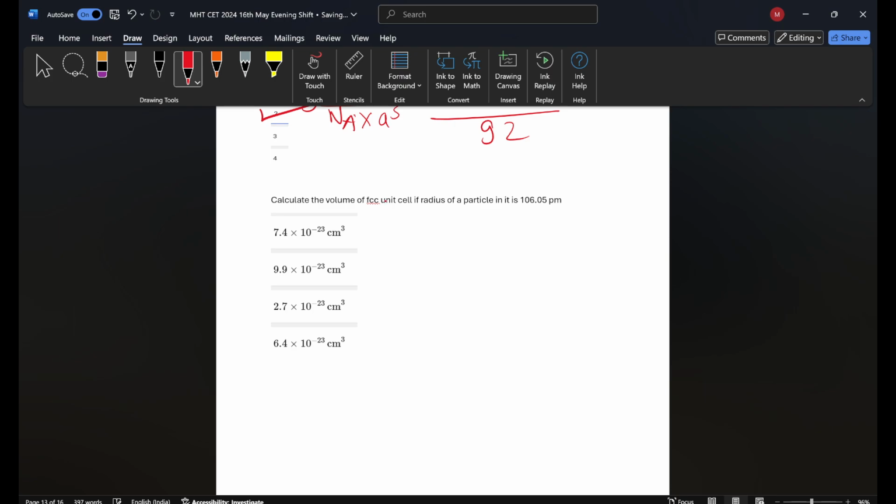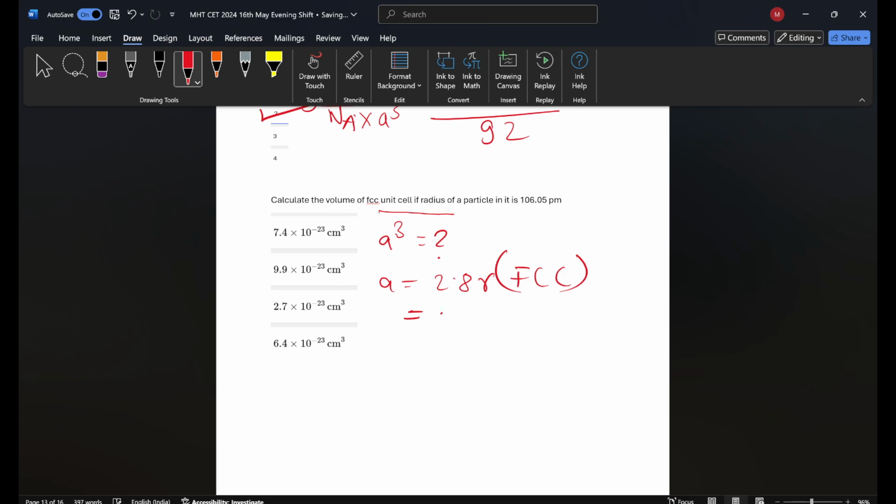Calculate the volume of FCC unit cell if the radius of the particle in it is this. Well, volume of FCC unit cell. So A cube is asked. Okay, A cube we are supposed to find. Radius is given. A is equal to 2.8 R. For FCC we know.